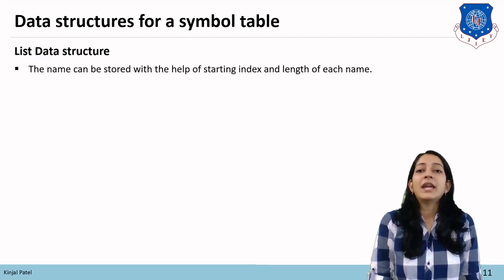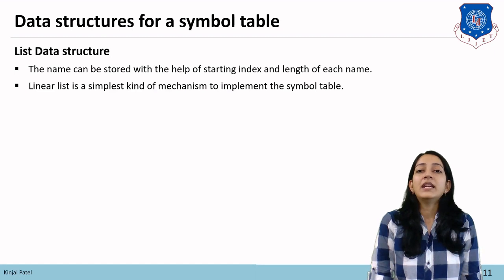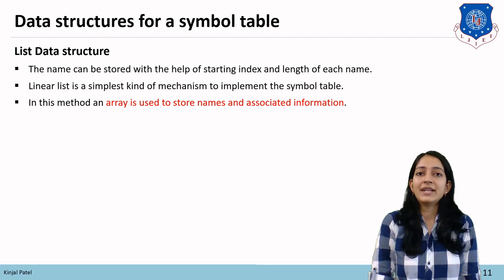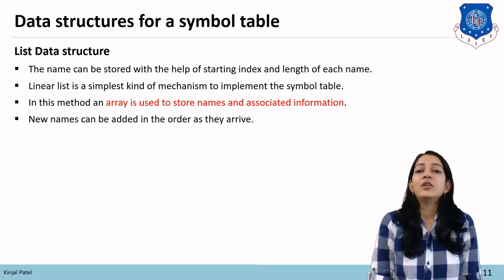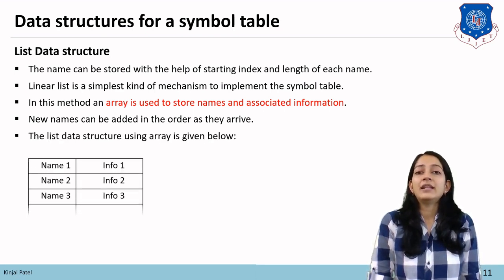The name can be stored with the help of the starting index and length of each name. Linear list is the simplest mechanism to implement the symbol table. In this method, an array is used to store the names and associated information, and new names can be added in the order they arrive. The list data structure using an array is given below.